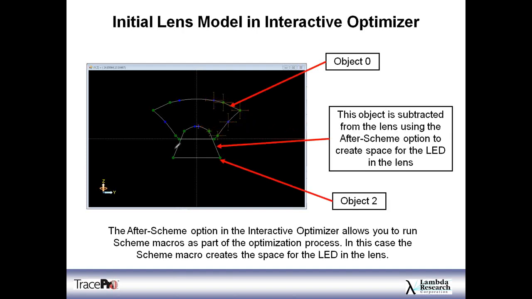One thing I haven't touched on as we've gone is that there's an additional object drawn in the optimizer. We're going to use a little bit of scheme macro code here, and we're going to subtract that shape from our lens. The purpose of that is that it's going to make the opening or the hole in the back of the lens where the LED itself actually sits. So the optimizer will send over these two shapes, and then it'll subtract this little rounded cone from the lens and make a hollowed out area at the bottom of the lens where the LED will sit.